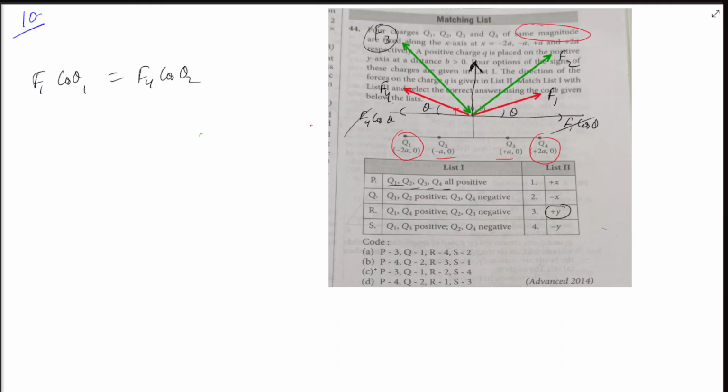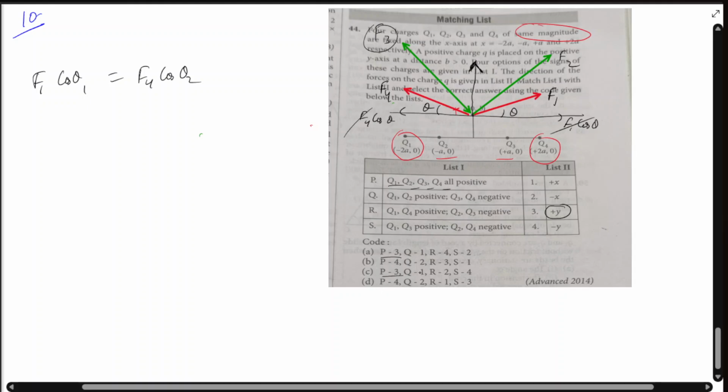So for P, 3 is the option. So there are two options left. We do not need to check Q, we'll just check R, right? Let me rub this part out again. Okay, perfect.